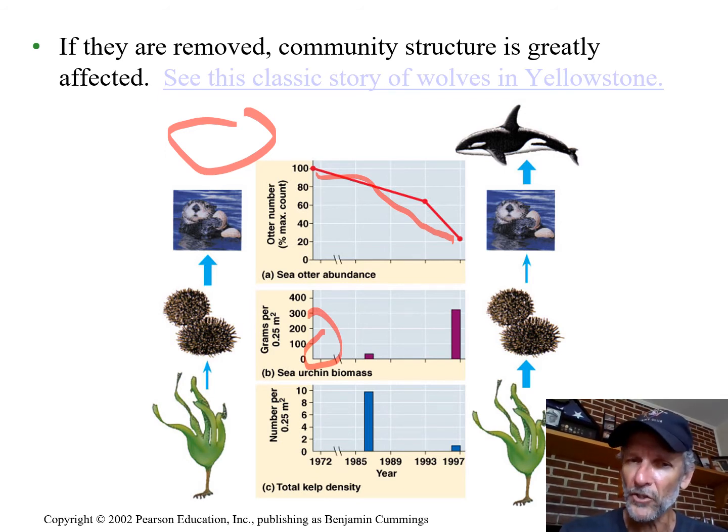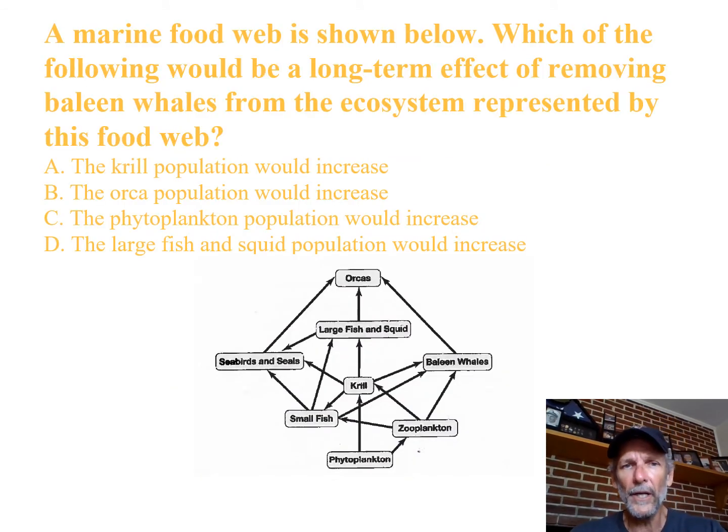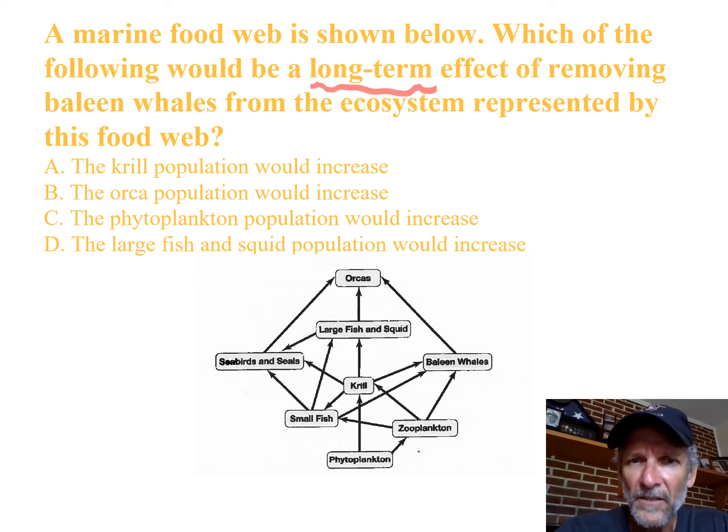These are all pretty logical conclusions, but these are the kind of questions that tests like, and even though you're not taking the EOC test, this is a classic kind of EOC test thing. So here's a couple questions to show you how complicated this might be. These aren't the best questions, but they're good for practice. We have a food web here. Which of the following would be a long-term effect, that's key, of removing baleen whales?